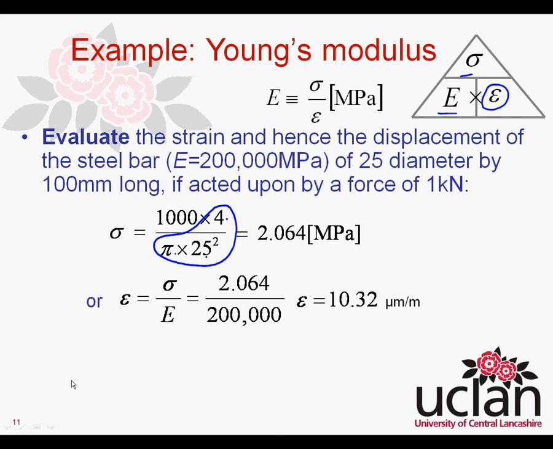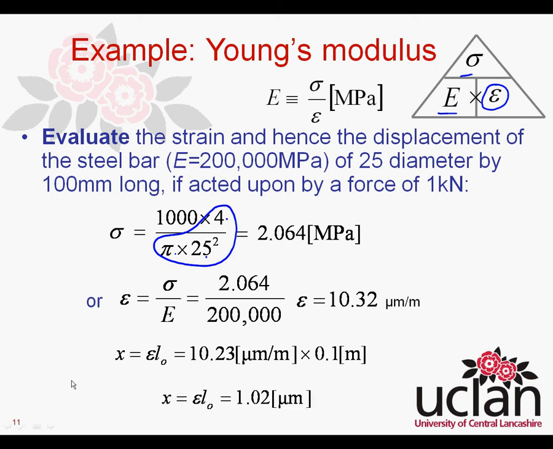In this case we see that it's 10 micrometers per meter, which is of course microstrains. To find x, we simply transpose our formula for strain to get the final value, in this case 1.02 or 1 micrometer for this particular force acting upon the steel bar. So the Young's modulus now allows us to find out the extension even if we can't observe it on the tensiometer.